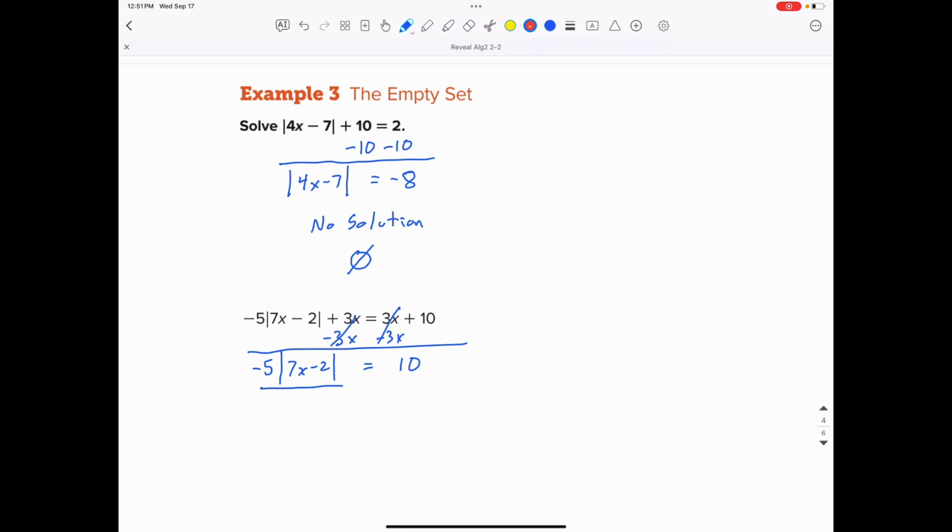Then I'll divide both sides by -5. And I have the absolute value of 7x minus 2 equal to -2. 10 divided by -5 is -2. Should I split this up? Should I go further? I should not, because just like the previous example, I have an absolute value set equal to a negative number, and that is simply not possible. So here is another one that is a no solution or an empty set.